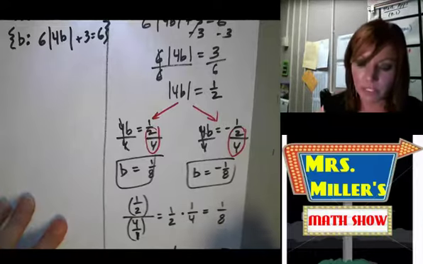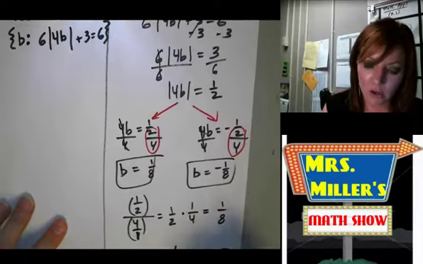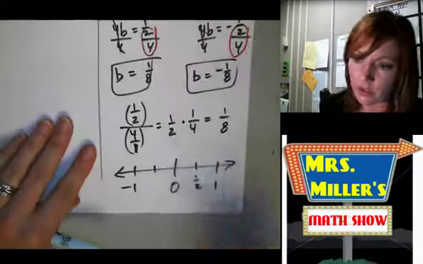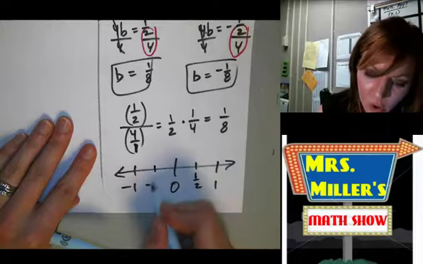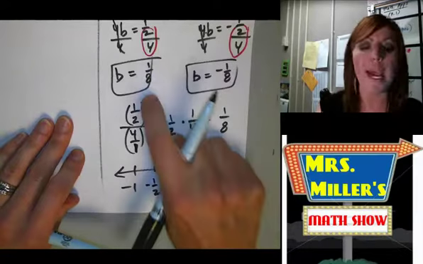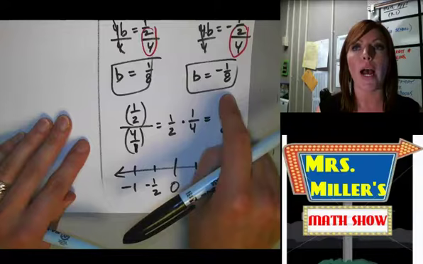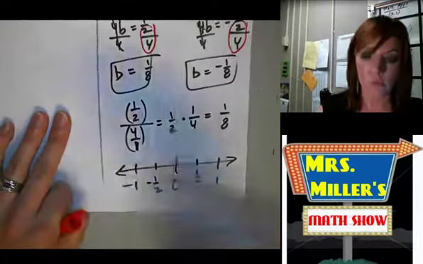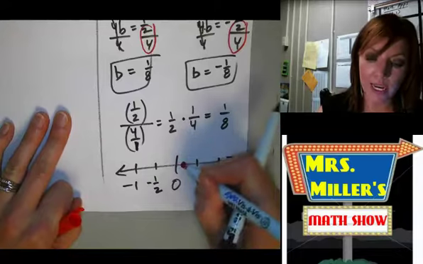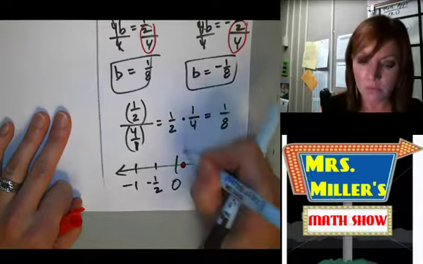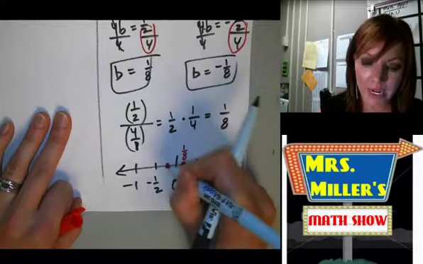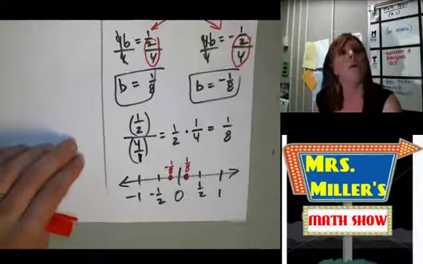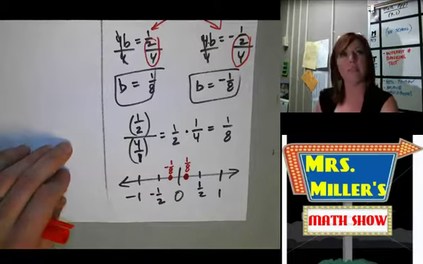So here's 0, here's 1, here's -1. Let's see. 1/2, and -1/2. If I want to put the numbers 1/8 and -1/8 on here, where would they be? Somewhere in here. Good, between 0 and 1/2 for positive 1/8. And then -1/8 is the same distance on the opposite side. Okay, questions?